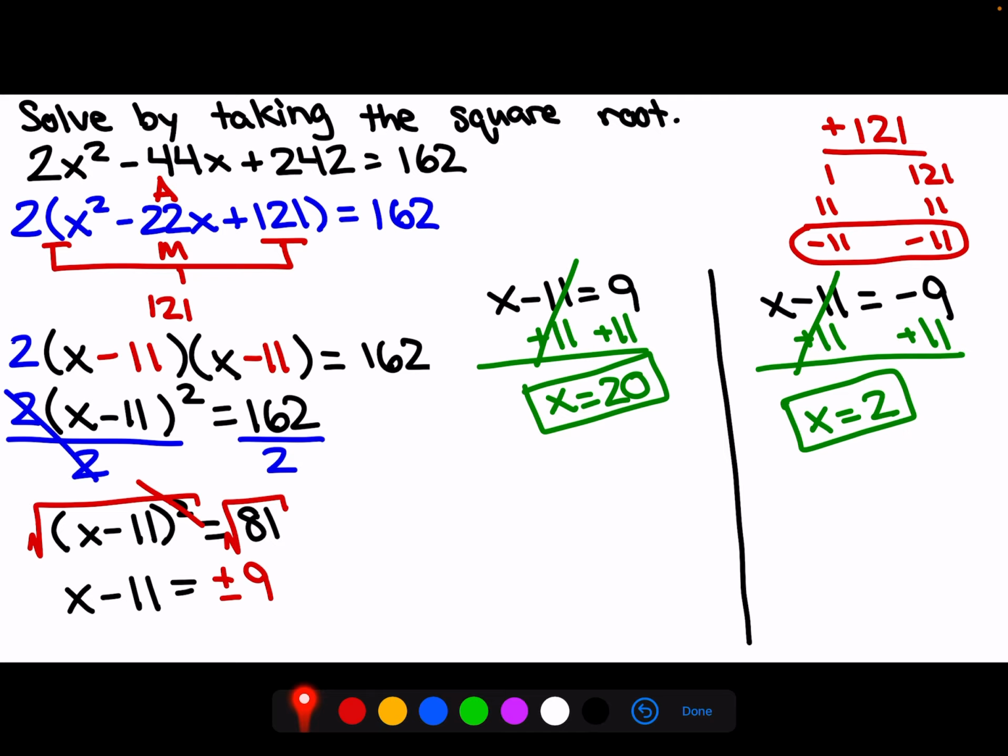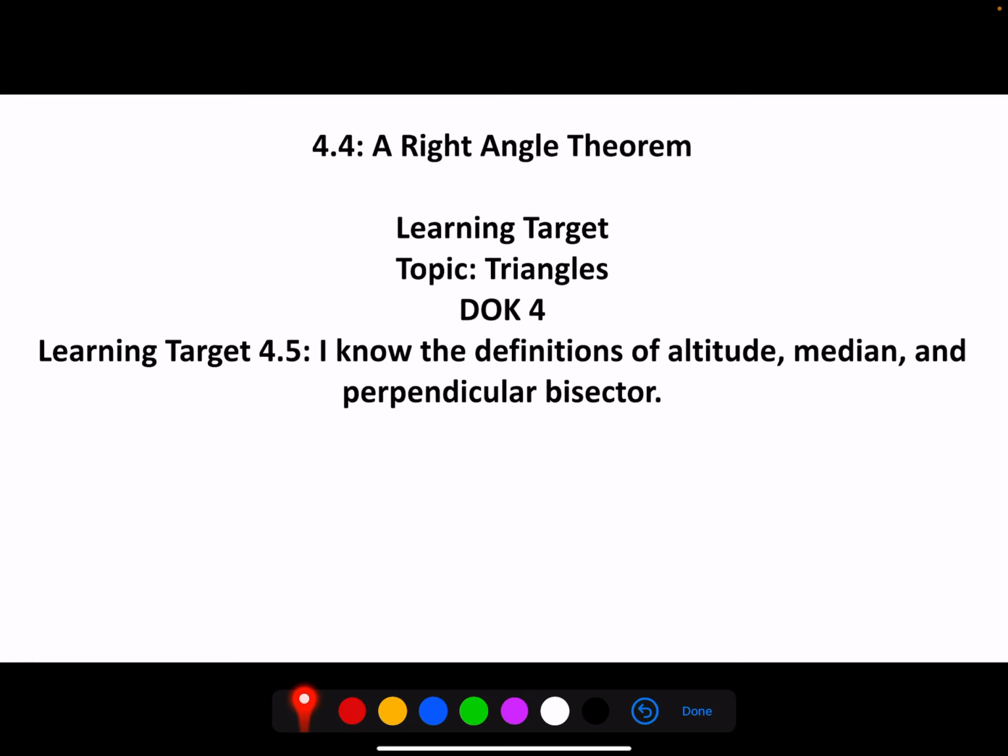All right, we've now covered both learning targets for today, a right angle theorem as well as factoring.